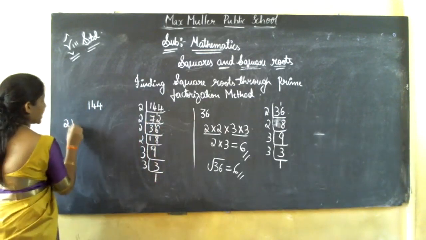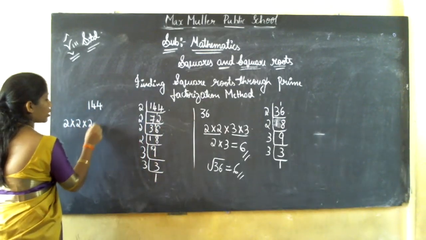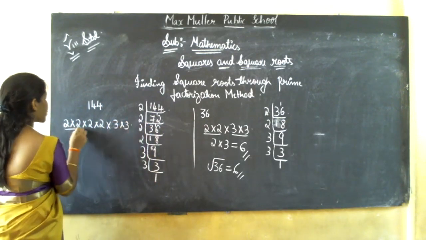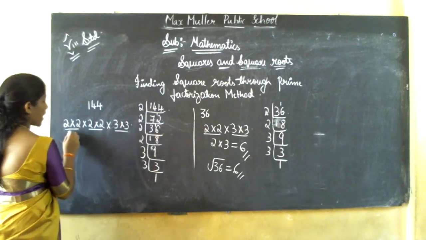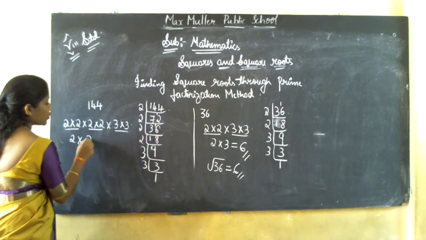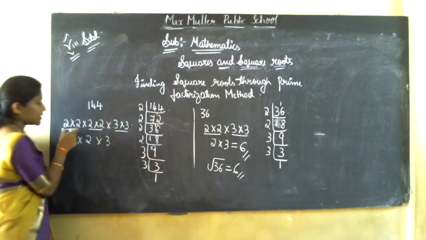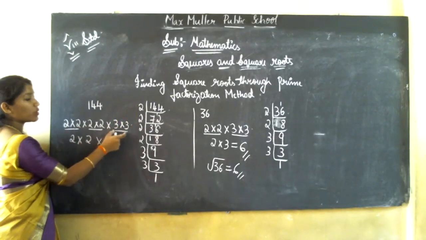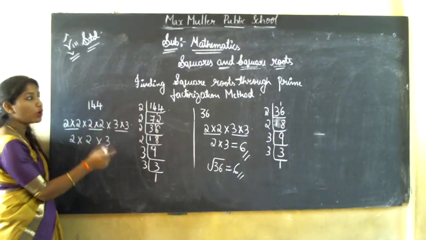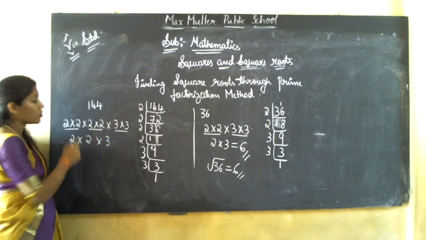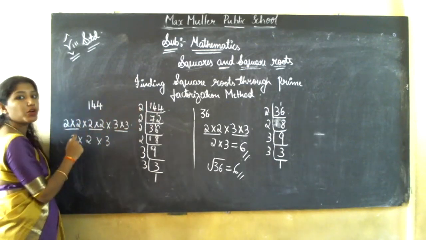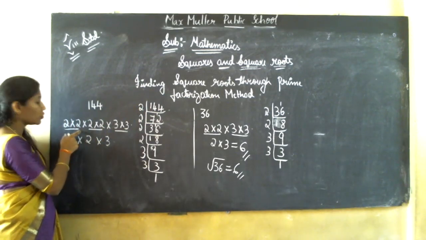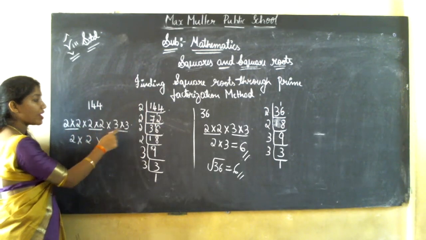So you can write it as 2 cross 2 cross 2 cross 2 into 3 cross 3. Here, group the numbers as it is for square roots: 2 into 2 into 3. You are writing all these numbers and grouping 2 numbers. Why only 2 numbers? Because you are finding square roots. If it is cube roots, you have to group 3 numbers. Here it is square root, so you are grouping 2 numbers: 2 cross 2, 2 cross 2 and 3 cross 3.